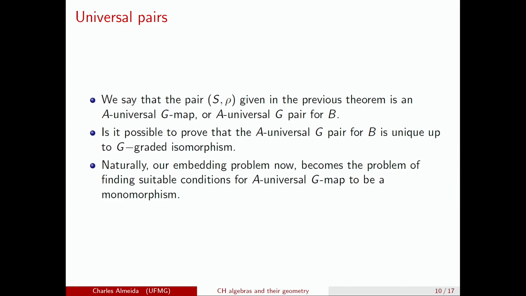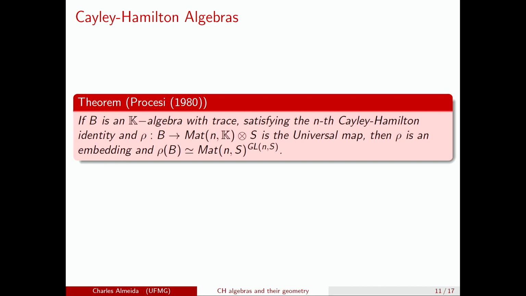And it's possible to prove that this universal G pair, or G map, is unique up to G-graded homomorphism. And this is what I just said, that to have an embedding problem is the same as to have this H a monomorphism.